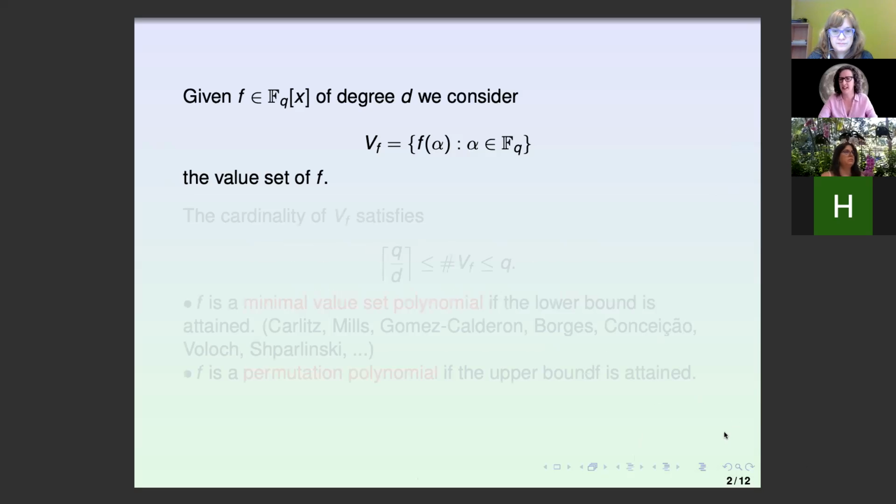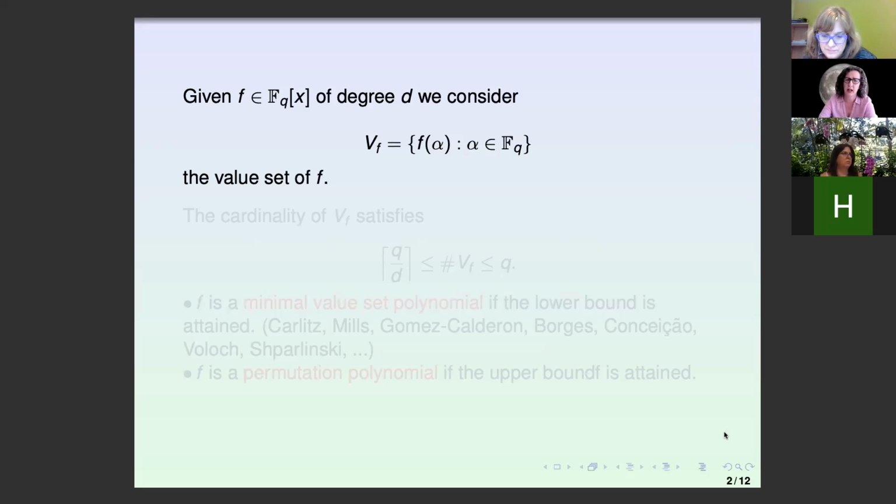So, well, I'll start giving a definition of what we mean by value set. If you take any polynomial over a finite field of degree d, the value set is just, you think of f as a function over Fq, and you compute f of alpha for alpha in Fq. So this is the value set of the function. It's just the image.